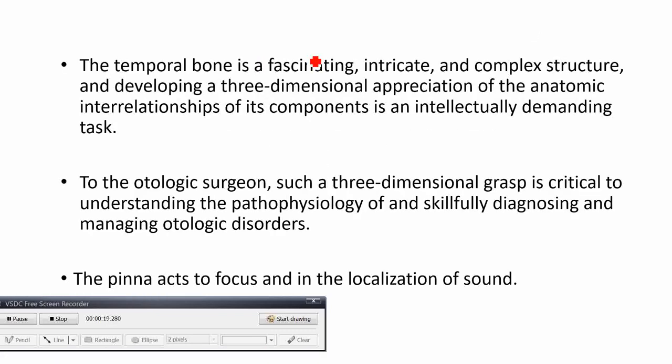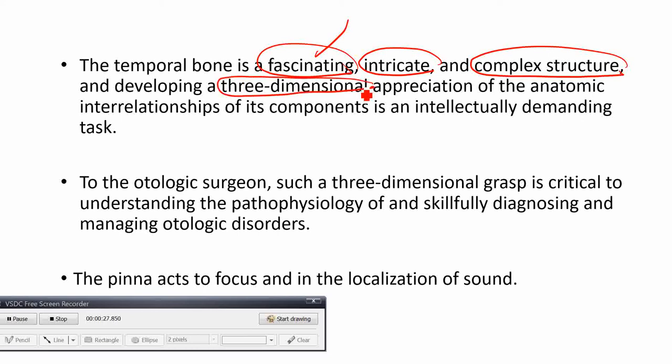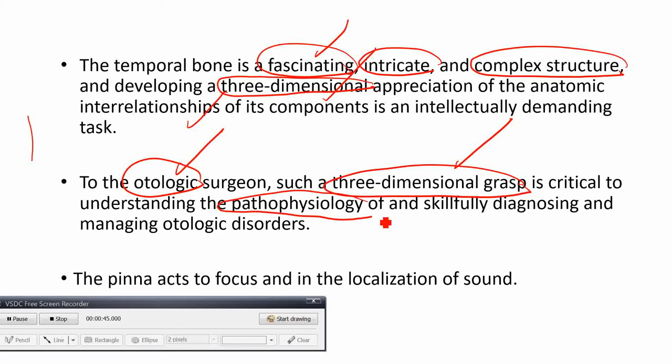So the temporal bone is a fascinating structure. It's an intricate, complex, three-dimensional structure, and it is needed to understand the interrelationships of its components. It's an important, tough task. For an otologist, a three-dimensional grasp is needed to understand the pathophysiology, diagnosis and management.